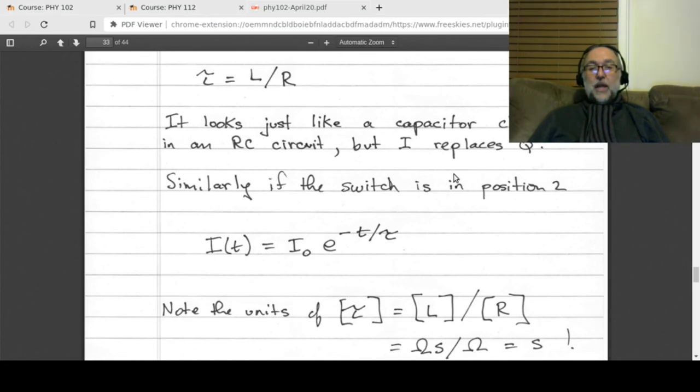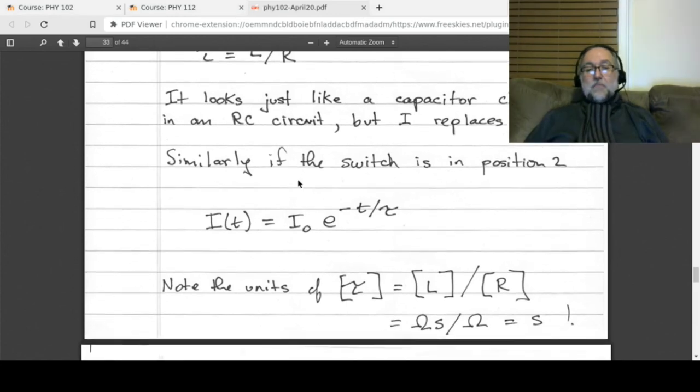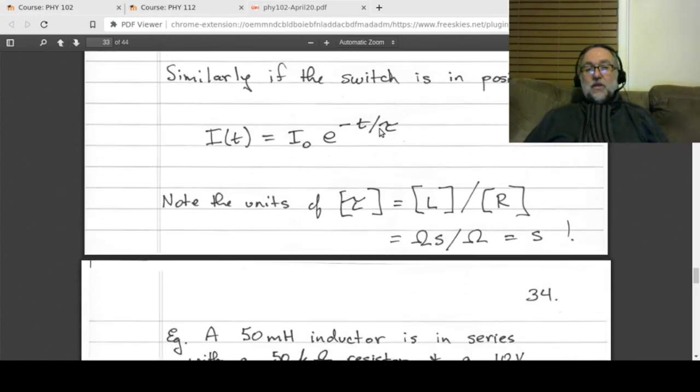Now, what if you put the switch in position two? Well, in position two, this is the equivalent of the discharging. So now the inductor is trying to push that current through the resistor, but the resistor slows down the current by dissipating away the energy as Joule heating. And so you'll have an exponential decay, and there's your exponential decay. I didn't even draw the graph, but it looks just like the graph that you saw for an RC circuit, where it starts off at some I naught and then decays down to zero at very long times.